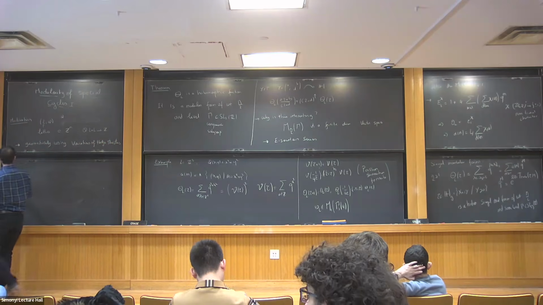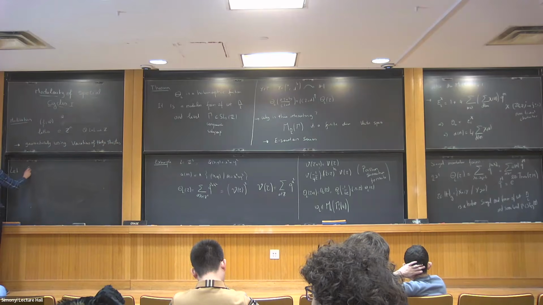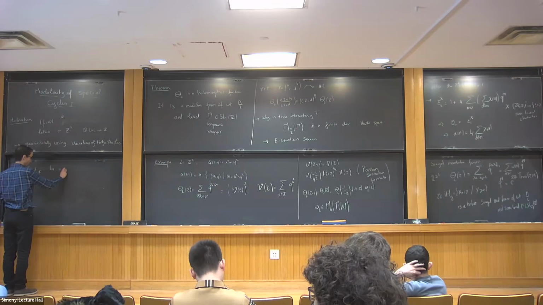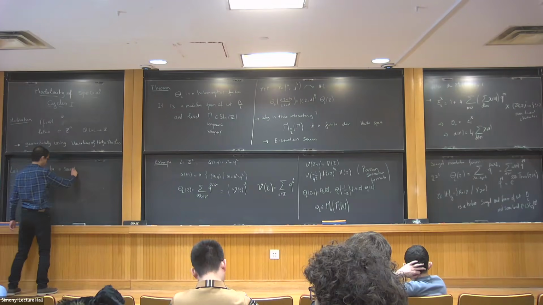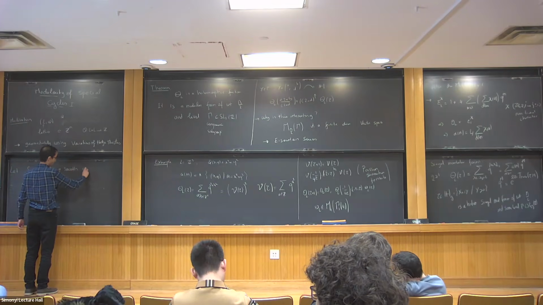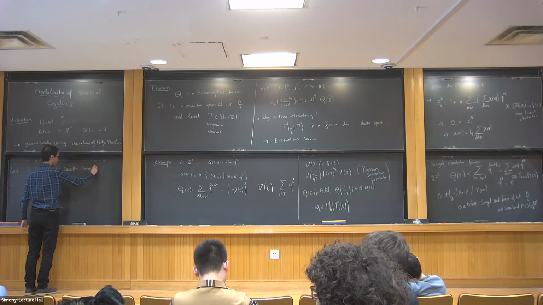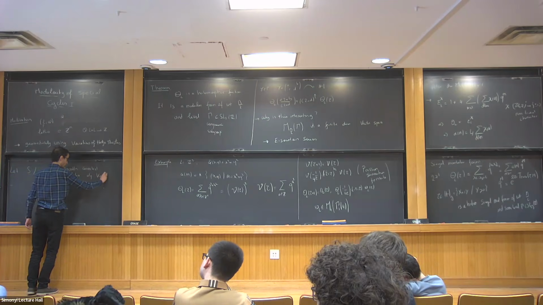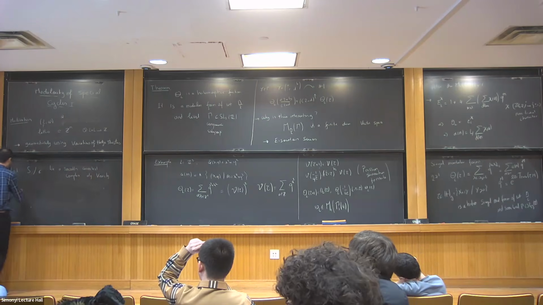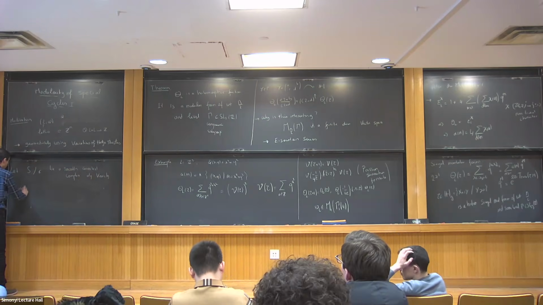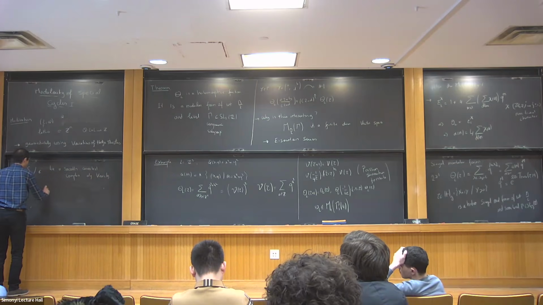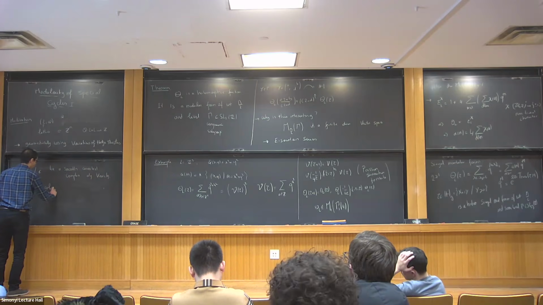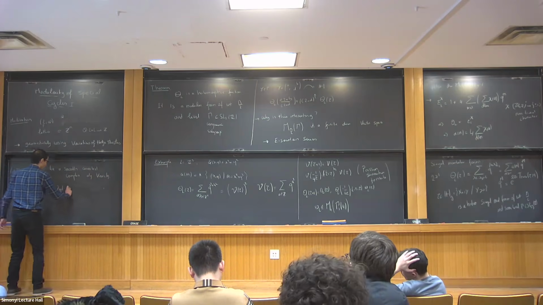Okay, so now the setting is: let S over C be a smooth connected complex algebraic variety, and consider a polarized variation of Hodge structure of weight 2 over S.